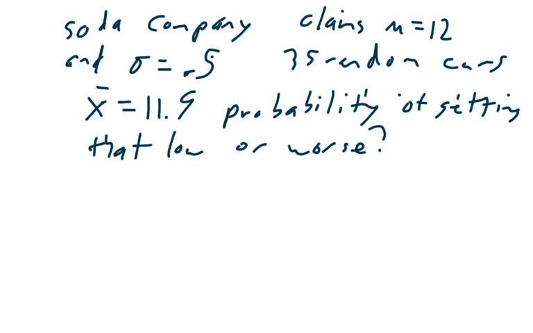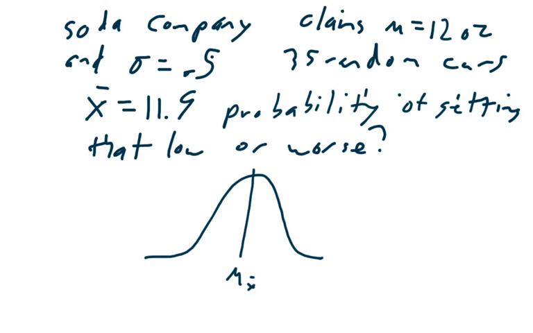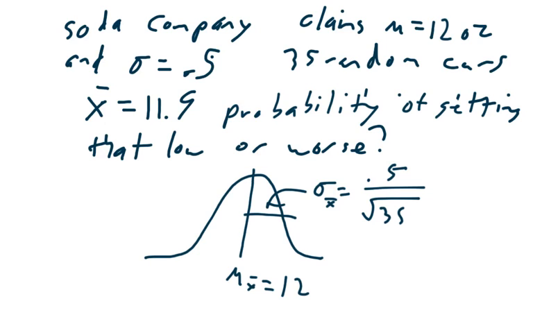Alright, let's say a soda company claims that they have a mean of 12 ounces and a standard deviation of 0.5. And we're going to test out 35 random cans. And X bar is 11.9 of those 35 cans. What is the probability of getting that low or worse? So the mean of X bar is equal to 12. And the sigma of X bar is equal to 0.5 over the square root of 35.